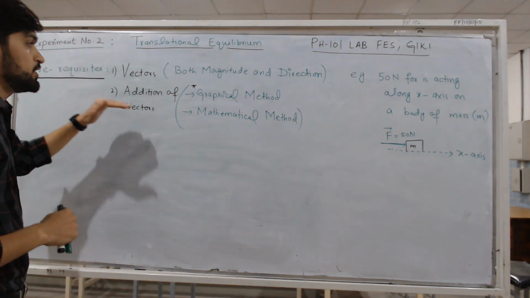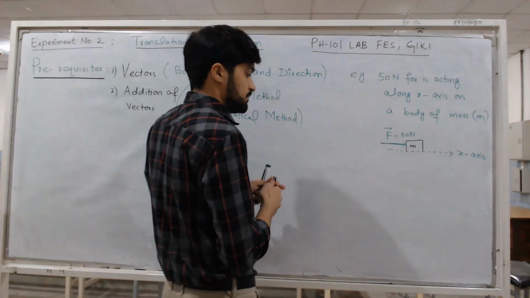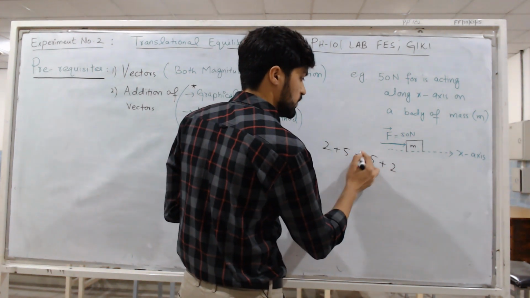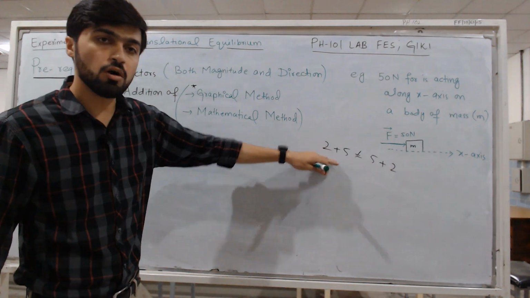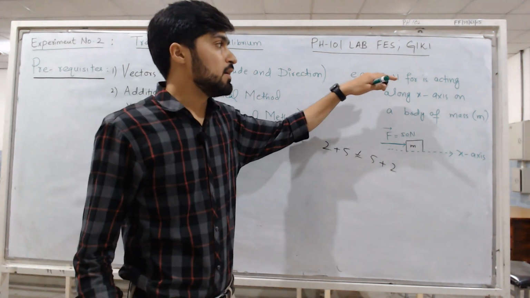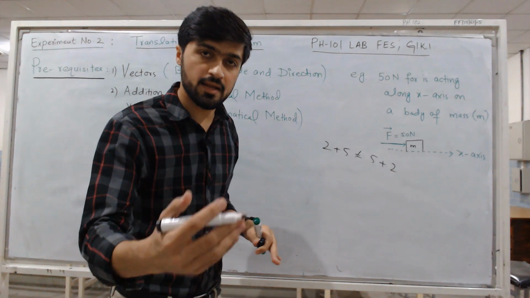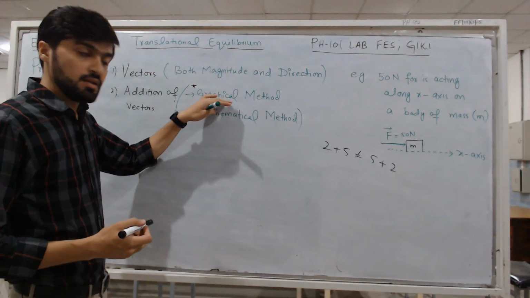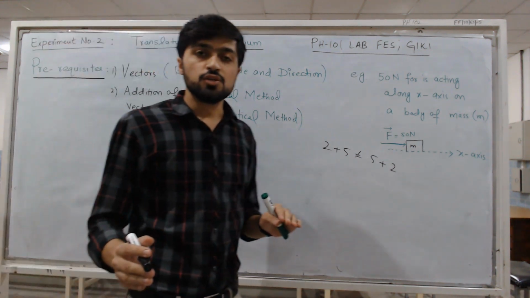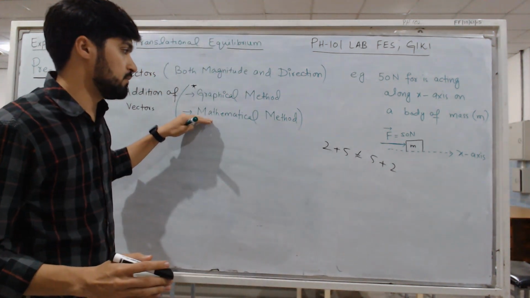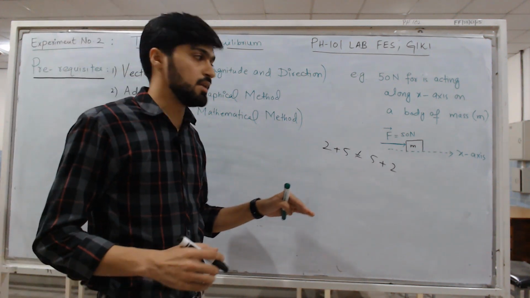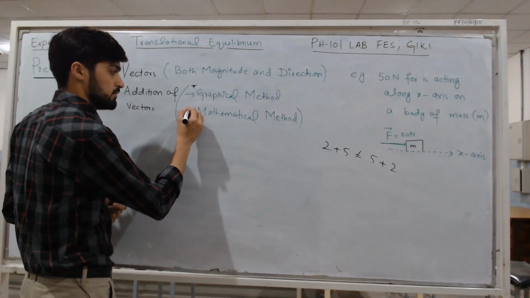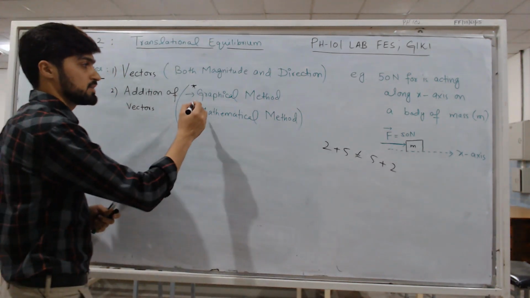So the second one is the addition of vectors. Just like we do ordinary addition, 2 plus 5 is equal to 5 plus 2, we cannot add vectors like this, because vectors have not only a magnitude, they also have a direction. So there are two methods. One is the graphical method and the other one is the mathematical method. We will discuss the mathematical method later in our theory and calculations part. First we will discuss the graphical method.